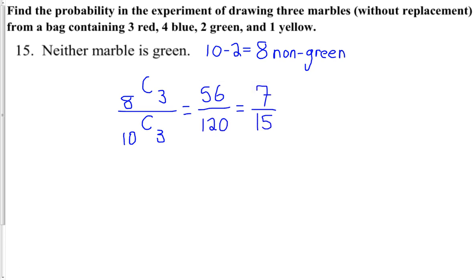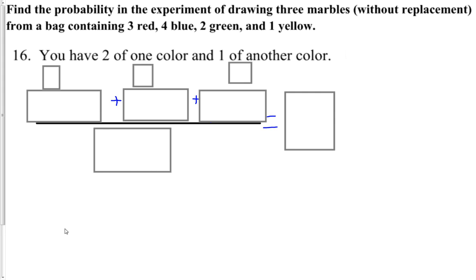Now the last one's a tricky one. We want to have 2 of one color and 1 of another color. Now, what colors can we have 2 of? This is the easiest way to do it. There's more than one way, but having done it both ways, this is by far the shorter way. Well, we could have 2 of red, and then 1 of whatever's left. We could have 2 of blue and 1 of whatever's left, or 2 of green. We can't have 2 of yellow because there's only 1 of them.